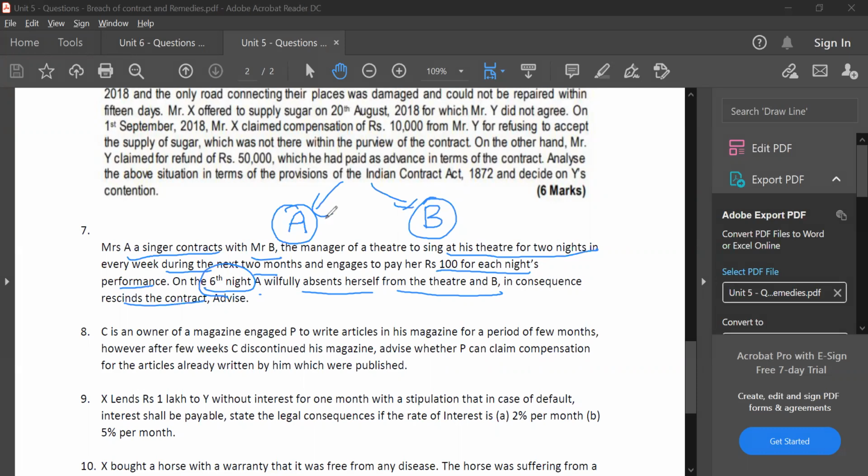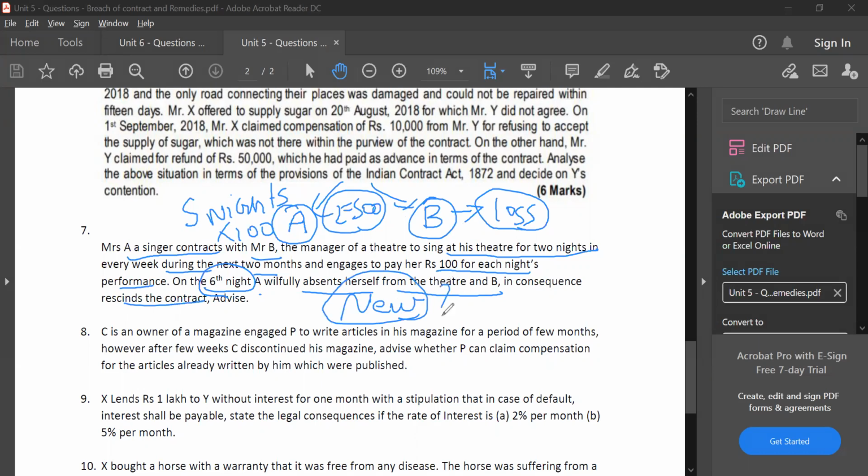Now, here, since A has performed for 5 nights, she has to get payment for 5 nights. 5 nights into 100, each night she is singing. She has to get ₹500 as quantum meruit. For the performance done, you have to make payment to me. This is from the viewpoint of A. If you see from the viewpoint of B, he would have suffered some loss. Why? Because A is not singing. Now he has to look for a new singer.